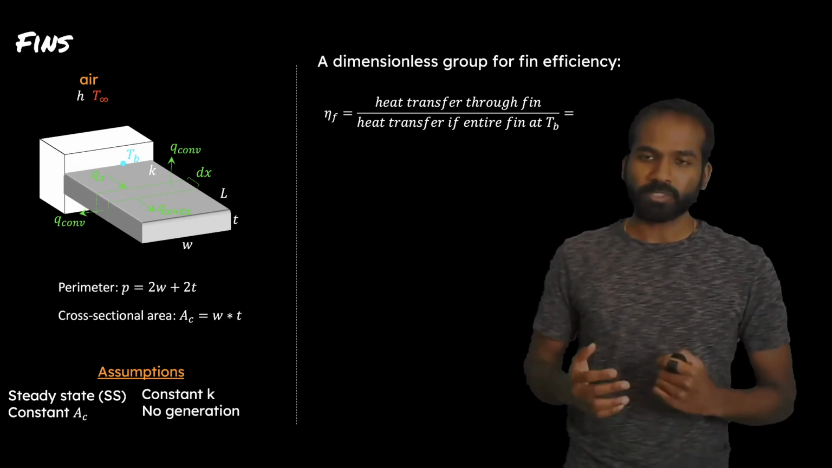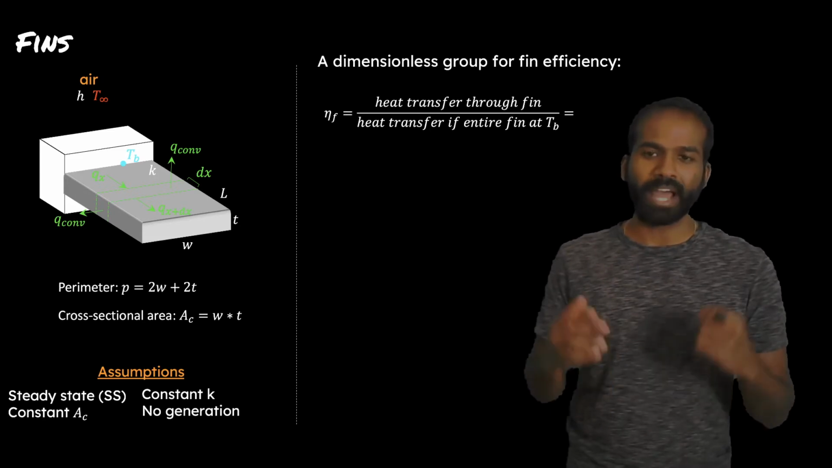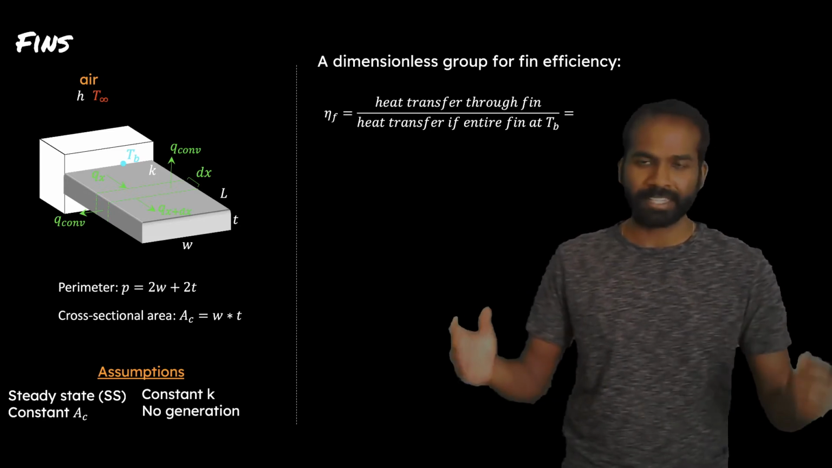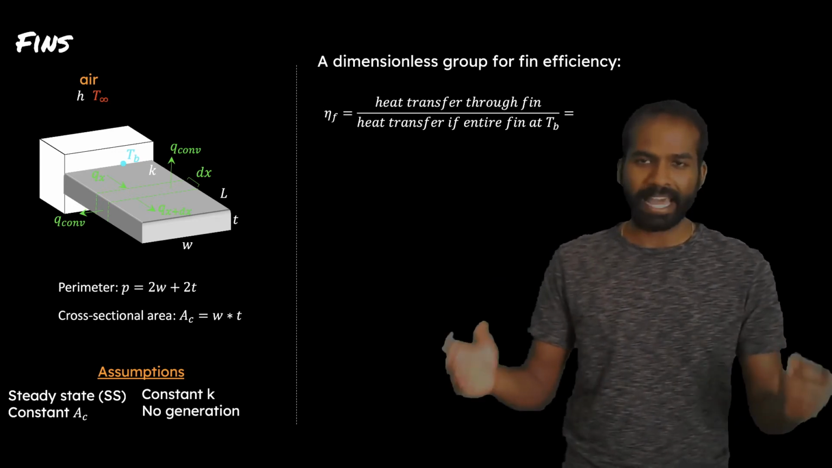What this dimensionless group is telling us is how much heat is transferred through our actual fin relative to if the entire fin could be held at that same temperature, if it were a perfectly conductive fin that could be held at the base temperature.